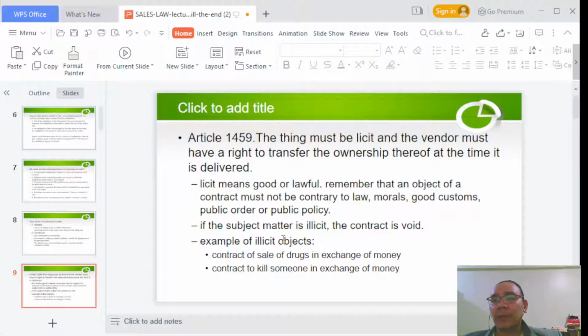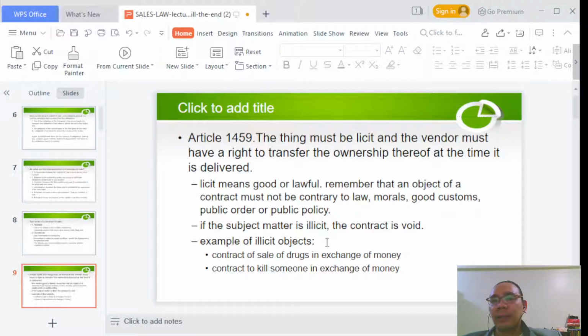Okay? Next slide tayo. Article 49, the thing must be licit and the vendor must have the right to transfer ownership thereof at the time it is delivered. So when you say licit, that means good or lawful. Ano ba ang opposite ng licit? Well, that's illicit. Okay? So remember that an object of a contract must not be contrary to law, morals, good customs, public order, or public policy. If the subject matter is illicit, meaning illegal, the contract is void.